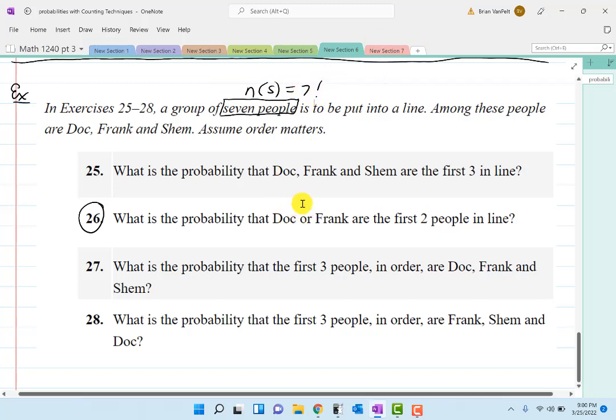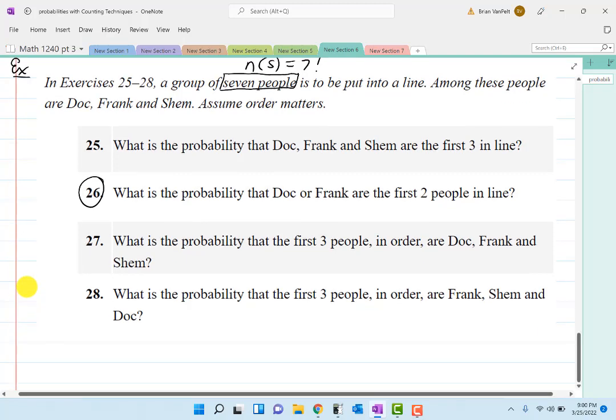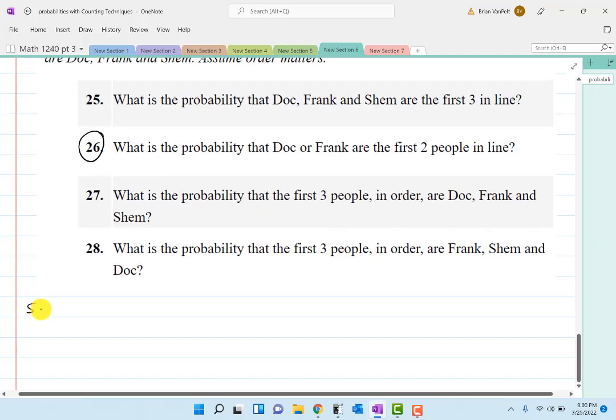Now, what's the probability that Doc or Frank are the first two people in line? So you can completely ignore what we were doing as far as combinations. We're in permutation land now. So let me go ahead here and take a look. We want Doc or Frank as the first two people. So we could have Doc or Frank as the first person. And then whoever we didn't place in that spot will be the guy here.